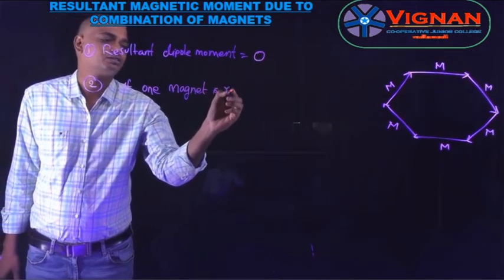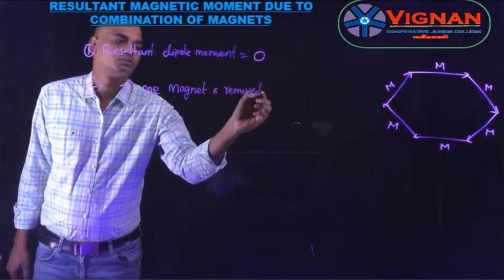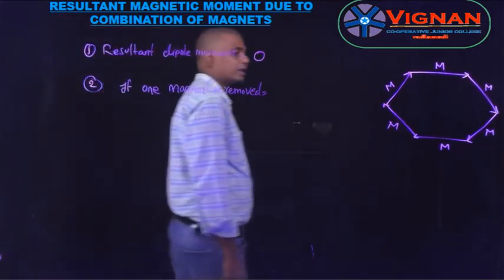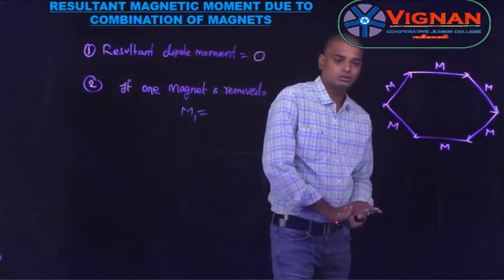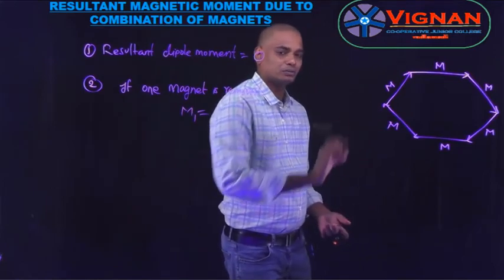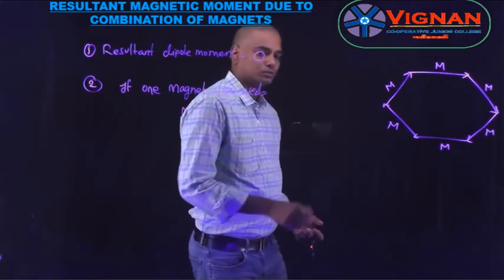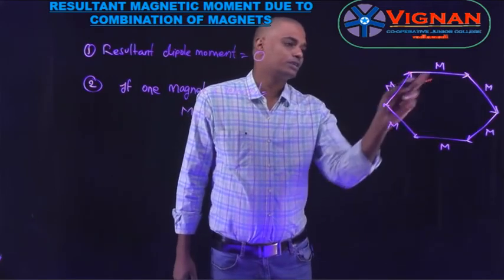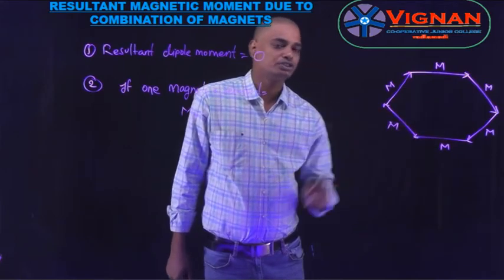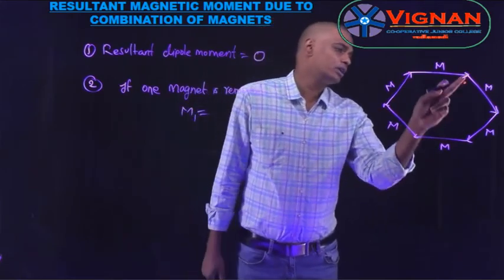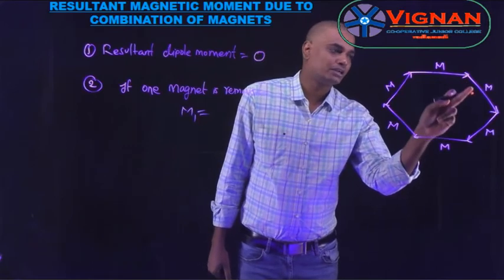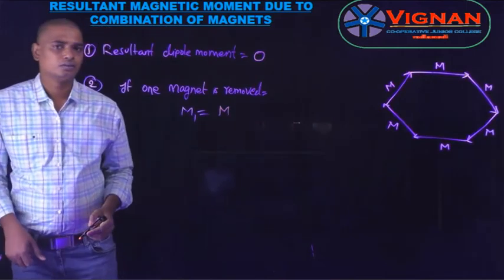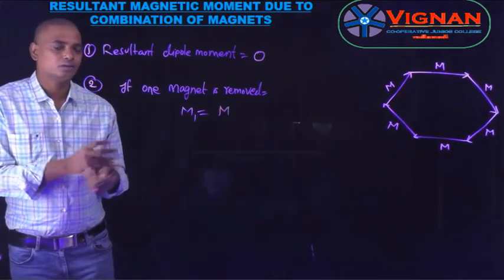If one magnet is removed, I need to calculate the resultant magnetic dipole moment. Consider this magnet is removed. Because of these two, the resultant will be 0. The remaining magnet will be only this one, whose magnetic dipole moment is M. So, the resultant will be M. By observing only, we can answer these questions.